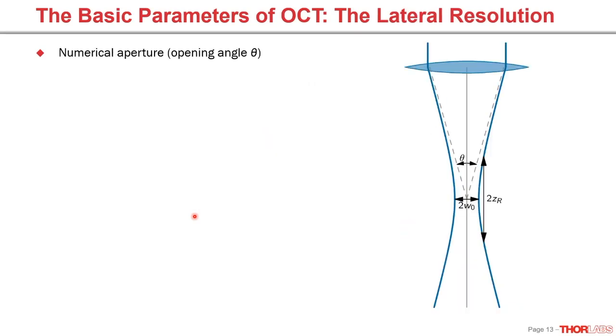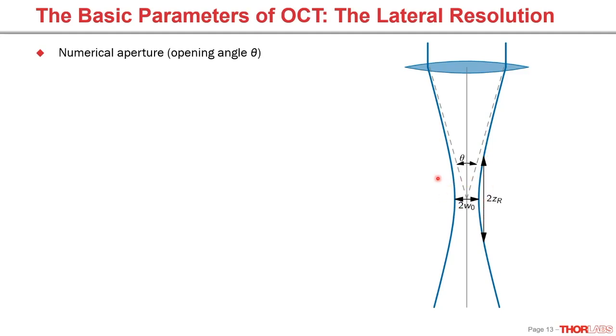The second important parameter, of course, if we have axial resolution, so how well can we distinguish the different depth layers, is the lateral resolution. How well can we, in the scanning direction, distinguish different parts of the scan? And this is the model of a Gaussian beam, with beam waist W0, an opening angle theta, and the Rayleigh range ZR, which tells us how long the focus is maintained.